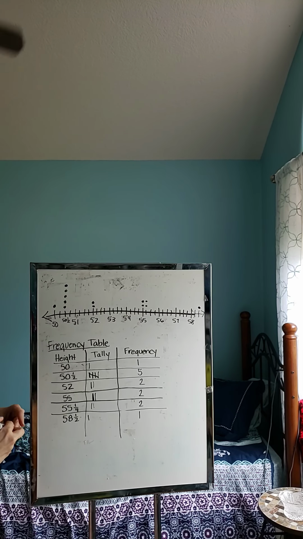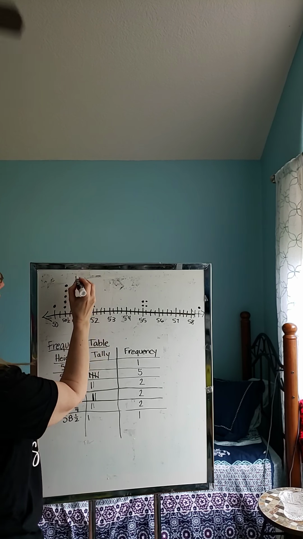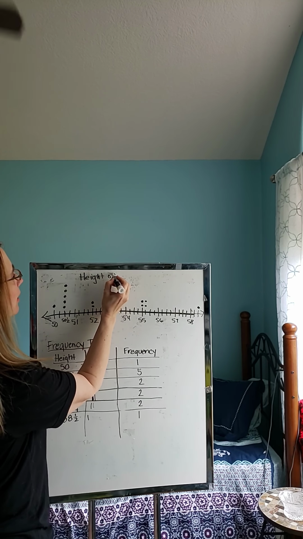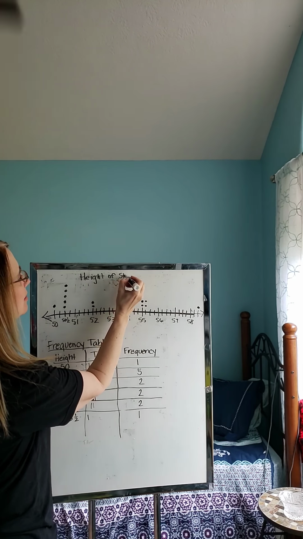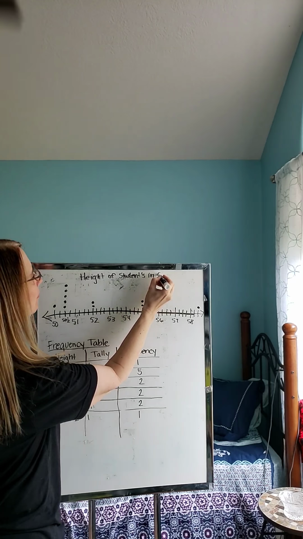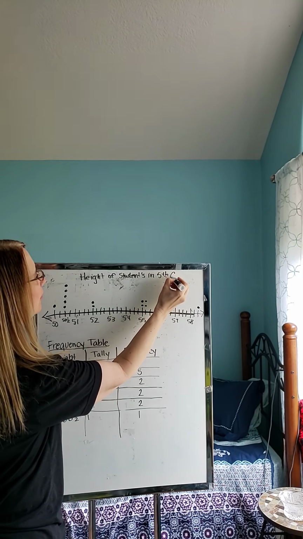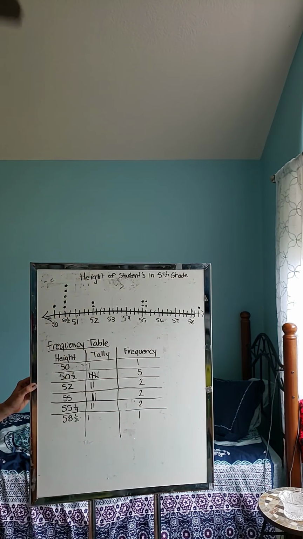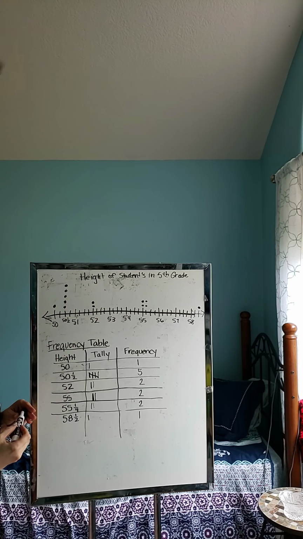So there we go. We would want to put a title up here. Height of students in 5th grade. There's our title. There's our line plot.